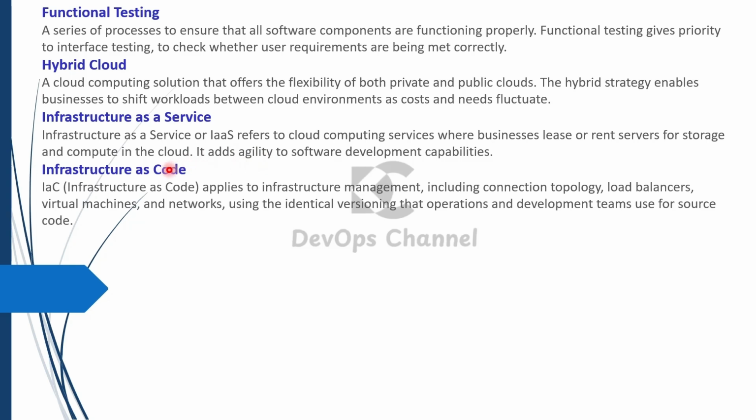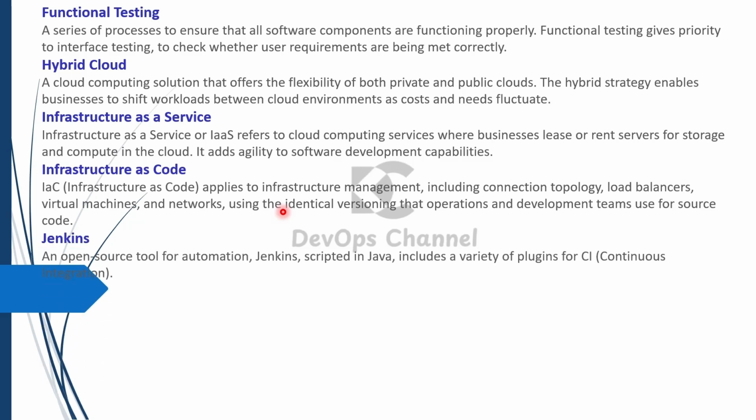Next one is infrastructure as code. We have discussed it. So basically it applies to infrastructure management, including connection topology, load balancing, virtual machines, and networks. Okay. So you can deploy many sets of cloud technologies at the same time by using orchestration and by using playbook tools like Ansible.